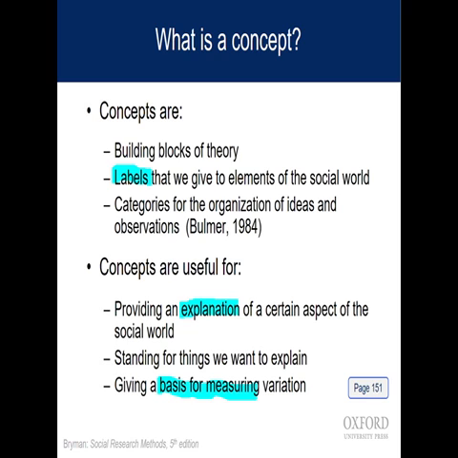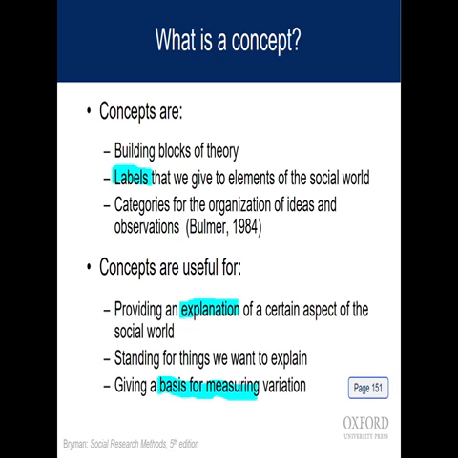Violence, delinquent friends, whatever, pro-violent values. Those are all different components of your theory, and we test to see if those components are related to each other. So these concepts are labels that we give to elements of the social world. They're categories for the organization of ideas and observations.